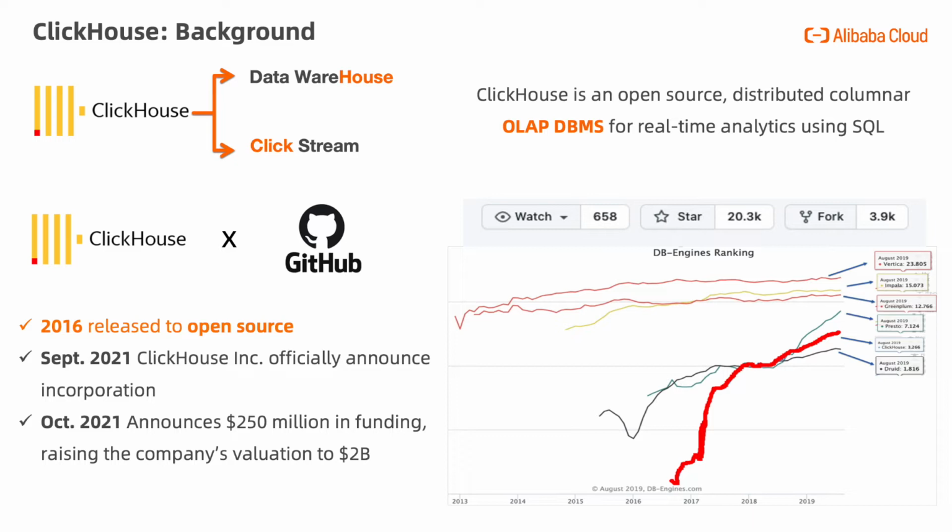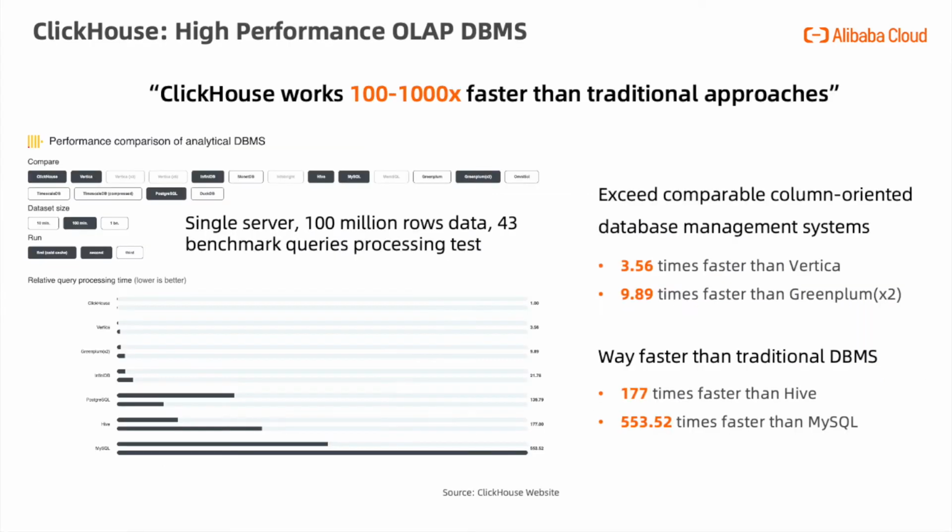In September 2021, ClickHouse officially announced its incorporation. And in October, it announced 250 million in funding, raising the company's valuation to 2 billion. ClickHouse performance exceeds comparable column-oriented database management systems available on the market. It processes hundreds of millions to over 1 billion rows and tens of gigabytes of data per server per second. As we mentioned before, ClickHouse works 100 to thousands of times faster than traditional approaches.